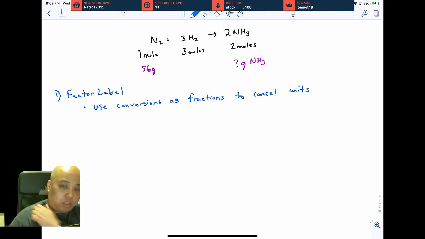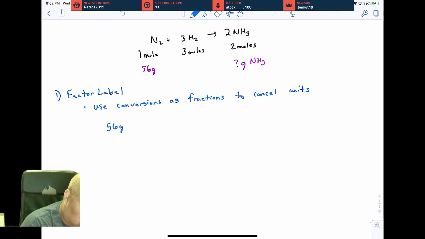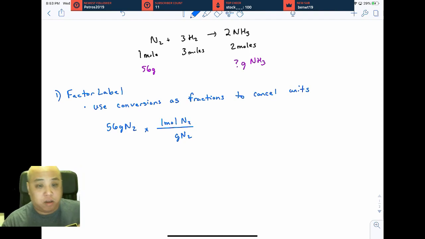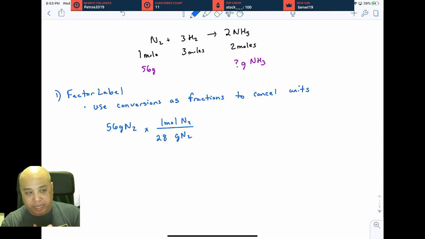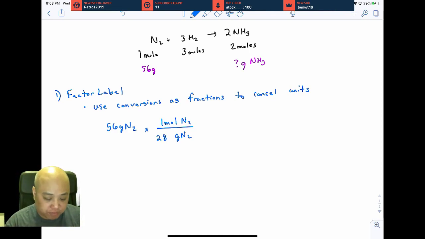Okay? And so you would start here with 56 grams of NH3. Having said that, you know you want to get rid of grams of NH3. So you're going to have grams of NH3 at the bottom, and that's going to be the equivalent of 1 mole of NH3. And that mass, N2, I'm sorry, grams of N2 in this. Now, according to the periodic table, I'm going to round to a whole number just because I want to show the process. I don't really care about the actual precision of the values right now.